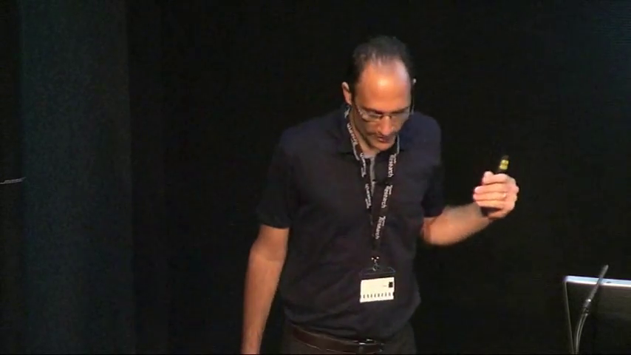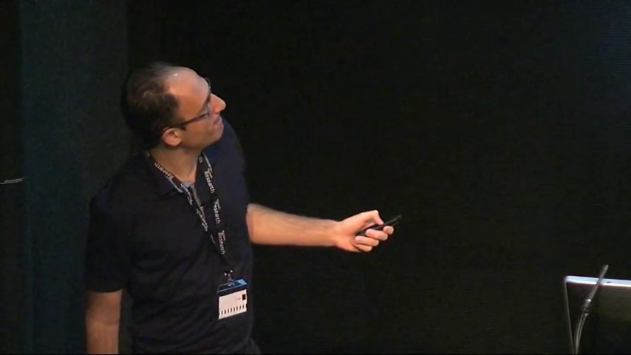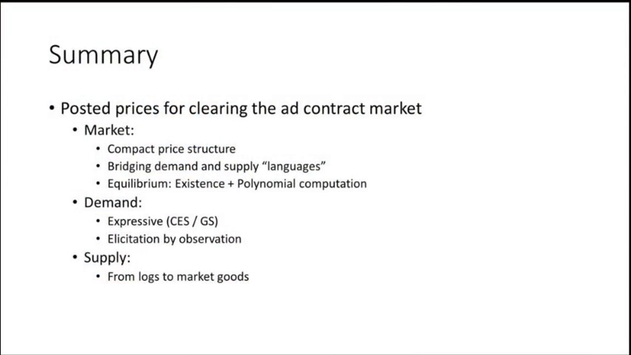And then using a decision tree algorithm, or more accurately, because it's a continuous target attribute, a regression tree algorithm, it will give us the most compact tree that we want to use for this publisher. So to summarize, what we proposed is a posted prices market for clearing the ad contract. For the market, we have a compact price structure. And the way to bridge these different languages that advertisers and publishers are using, we show the existence of equilibrium and that we can calculate it in polynomial time.